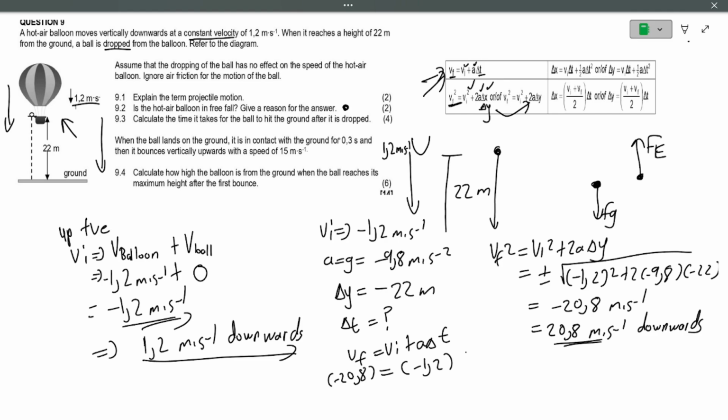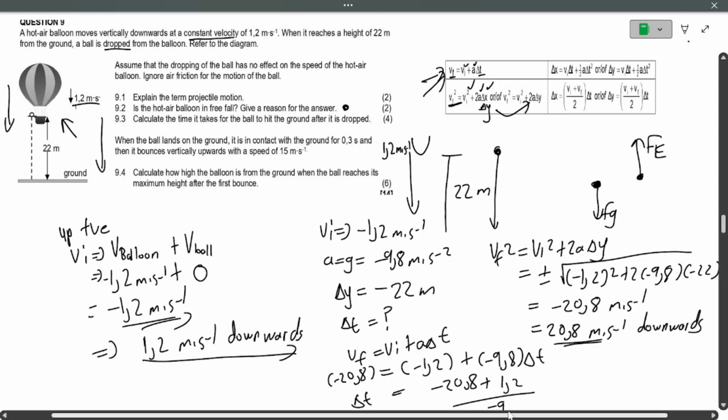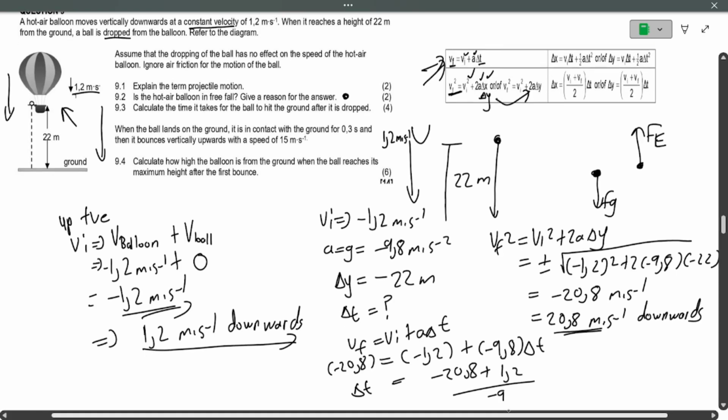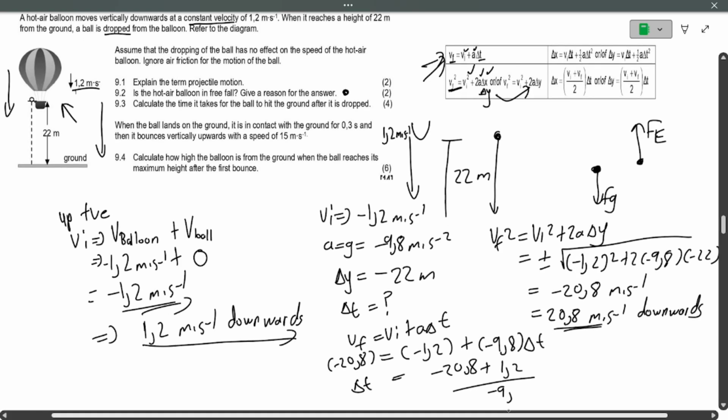And then we say plus a times negative 9.8, and then change in time. And then we make change in time the subject of the formula, which is going to be 20.8 plus 1.2, and then divided by negative 9.8, and then we get our time to be 2 seconds. So we got our time to be 2 seconds. So we can just come and write here our time to be 2 seconds.